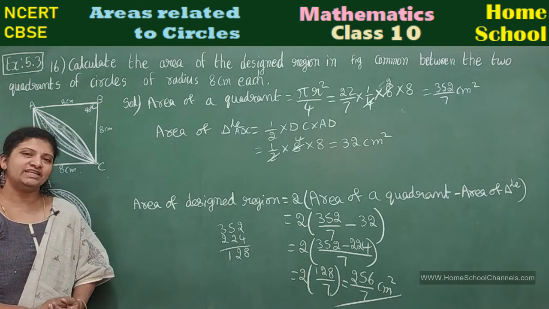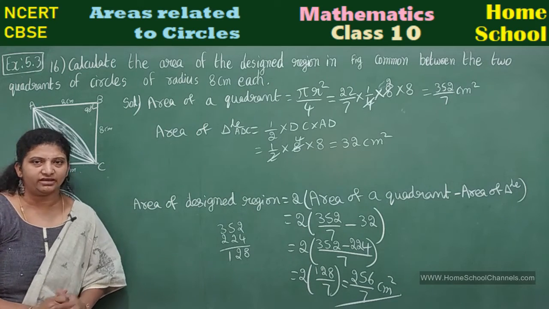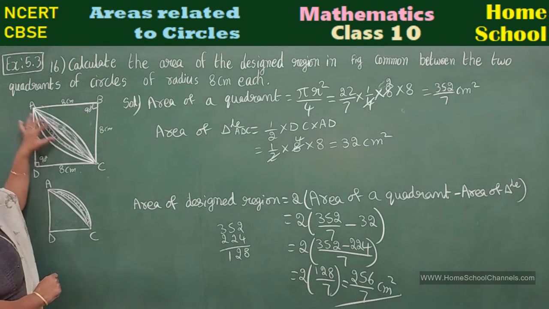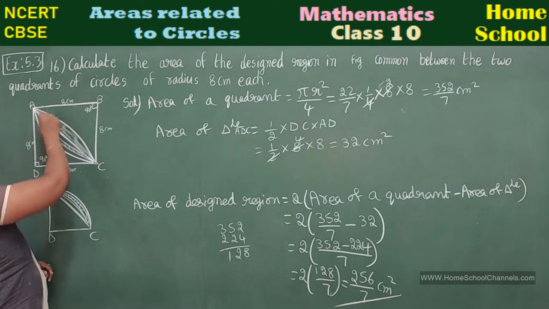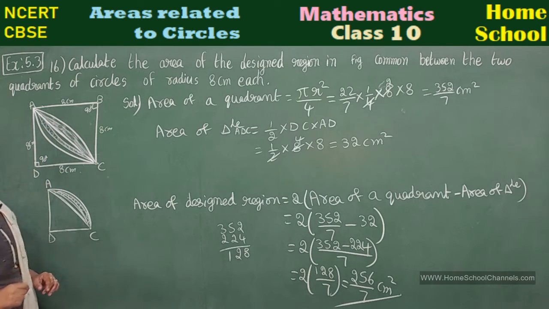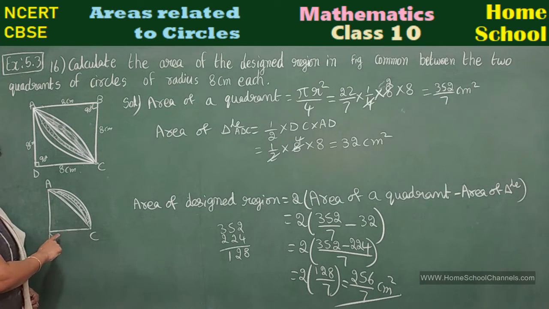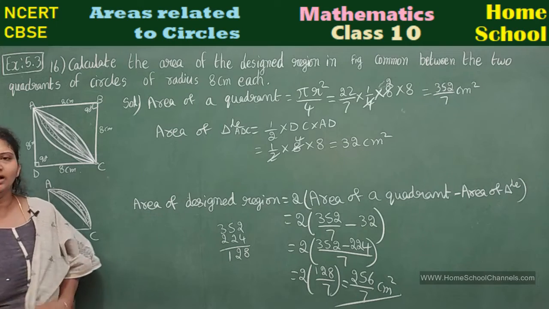Therefore, what is the area of the designed region? 256 by 7 centimeter square. So, observe the figure carefully. I cannot frame any formula for the complete design. So, what I have done? First, let me find only this part of the area. How can I get this part's area? From the area of a quadrant, if you remove the triangle area, you get half of the design. Multiply by 2 and you get this side part. That is our answer.